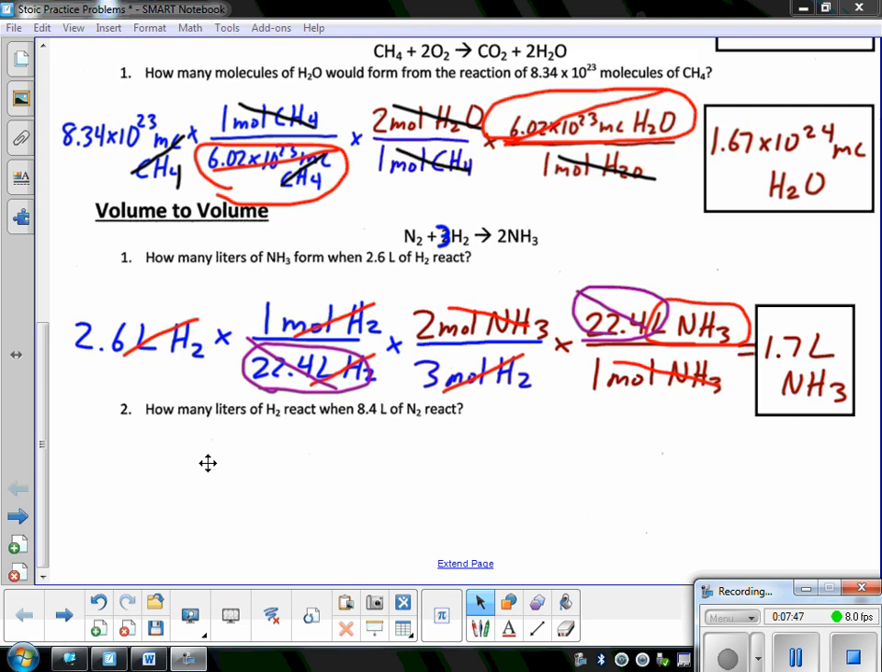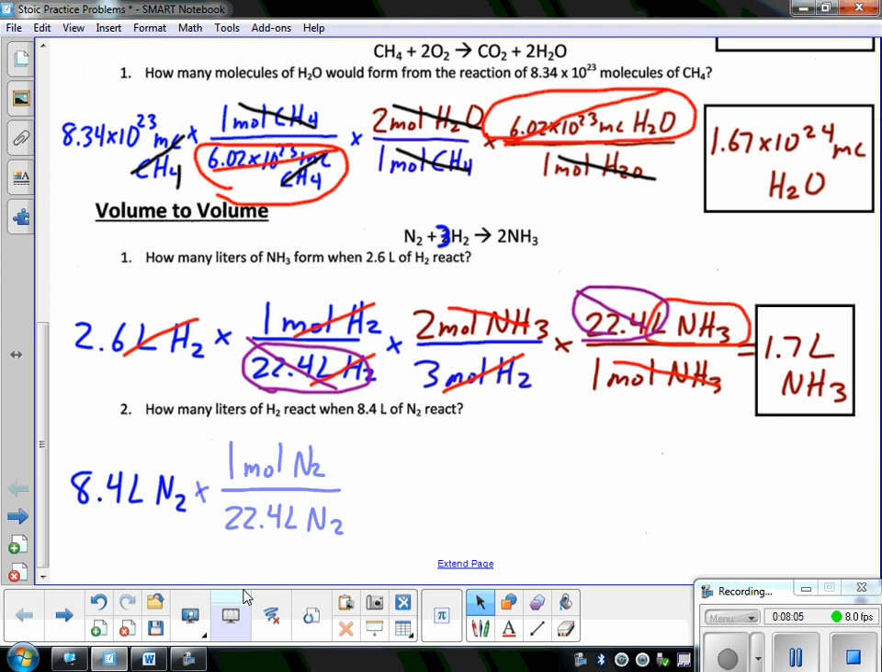Last example. How many liters of H2 react with 8.4 liters of N2? Looking at the mole-to-mole relationship, for every 1 mole of N2, there's 3 moles of H2. So we're going to take our 8.4 liters of N2 and convert it into moles, just like before. Liters of N2 has to be on the bottom to cancel. We're now going to be in moles of N2, and using that mole-to-mole relationship, for every 1 mole of N2, you need 3 moles of H2.